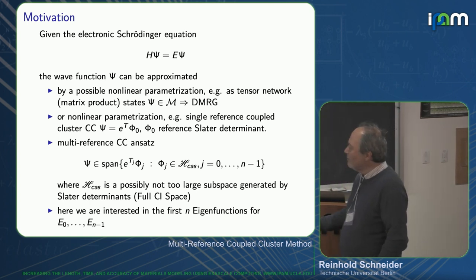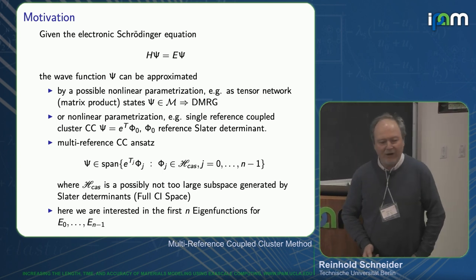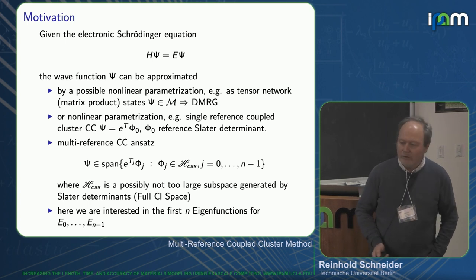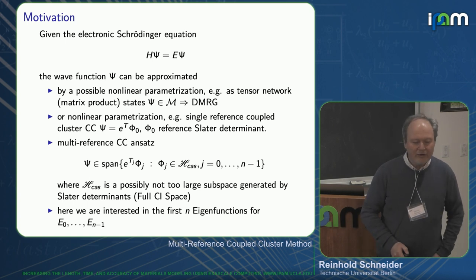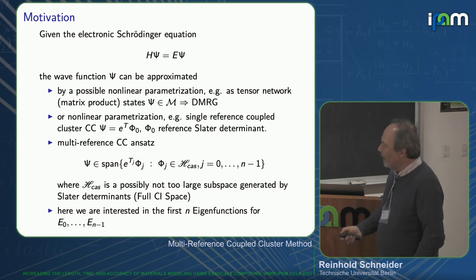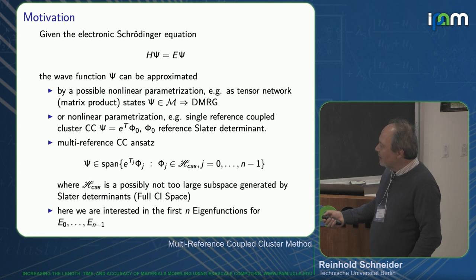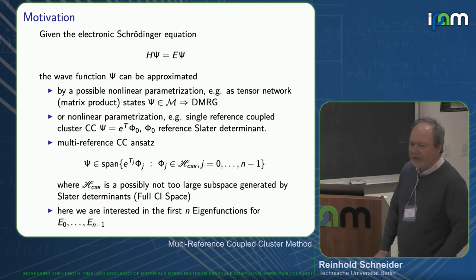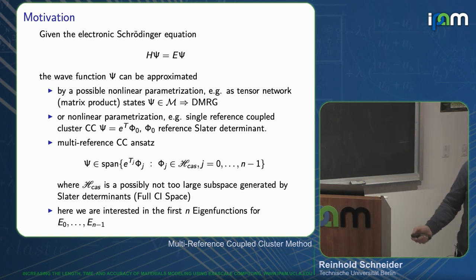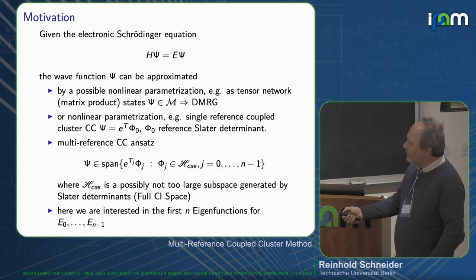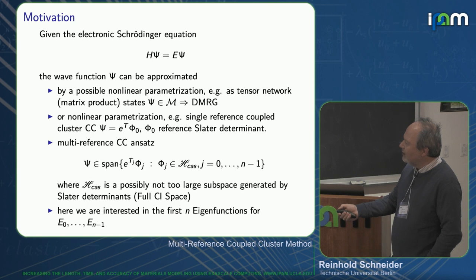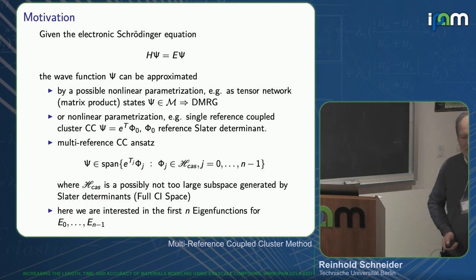Okay, so starting with motivation here. I will talk about wave function methods. So we really want to approximate the wave function solution of the electronic Schrödinger equation. And usually the wave function can be approximated in a CI fashion on a linear space, but it appears often that it is much better to have a nonlinear parametrization of the wave function.